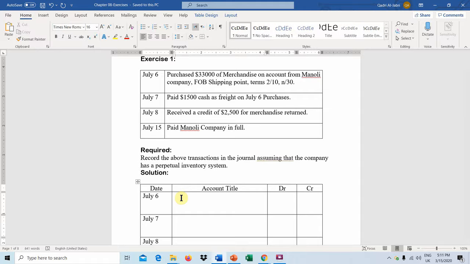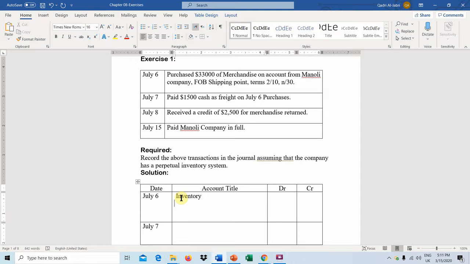Based on the perpetual inventory system, I have to update the inventory account at every purchase or purchase return. So simply here, because I made a purchase of inventory, the inventory account will be debited, and I will credit accounts payable because it's on account. So simply the purchases amount is 33,000, and the accounts payable will be 33,000.